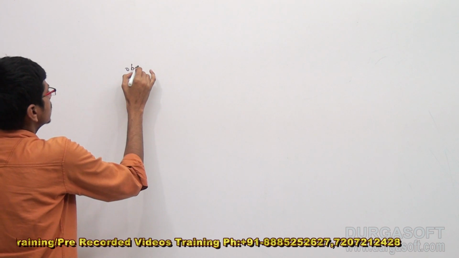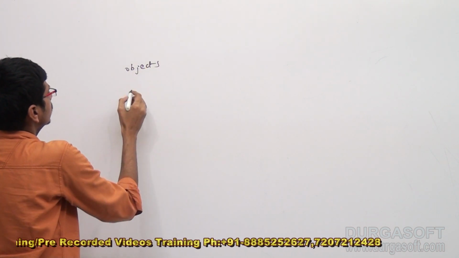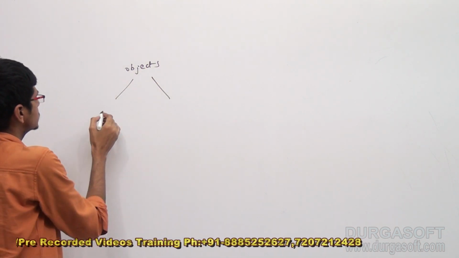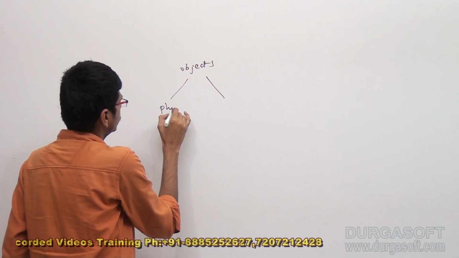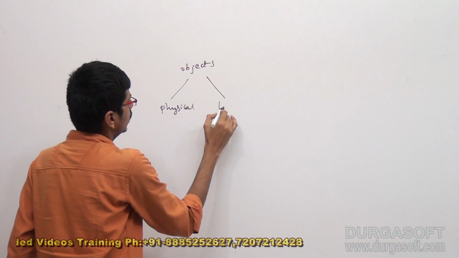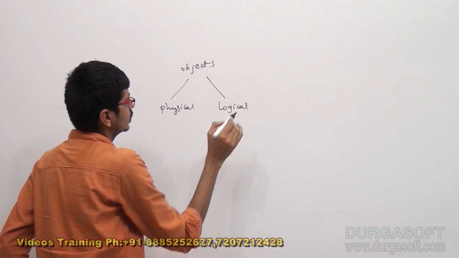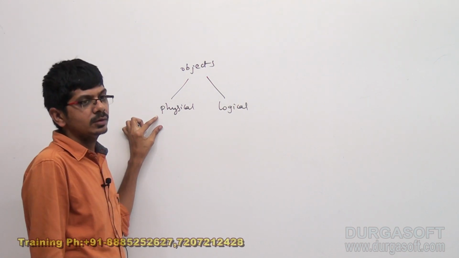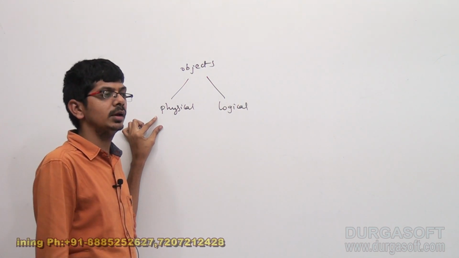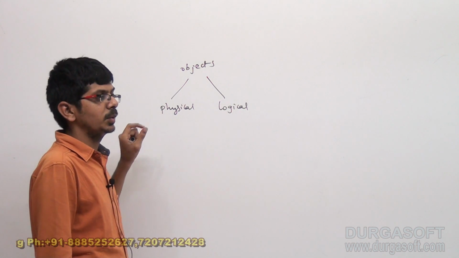So objects are classified here into two types. One is a physical object and a logical object. Physical object is one which takes memory. When you create an object, it will take a memory.